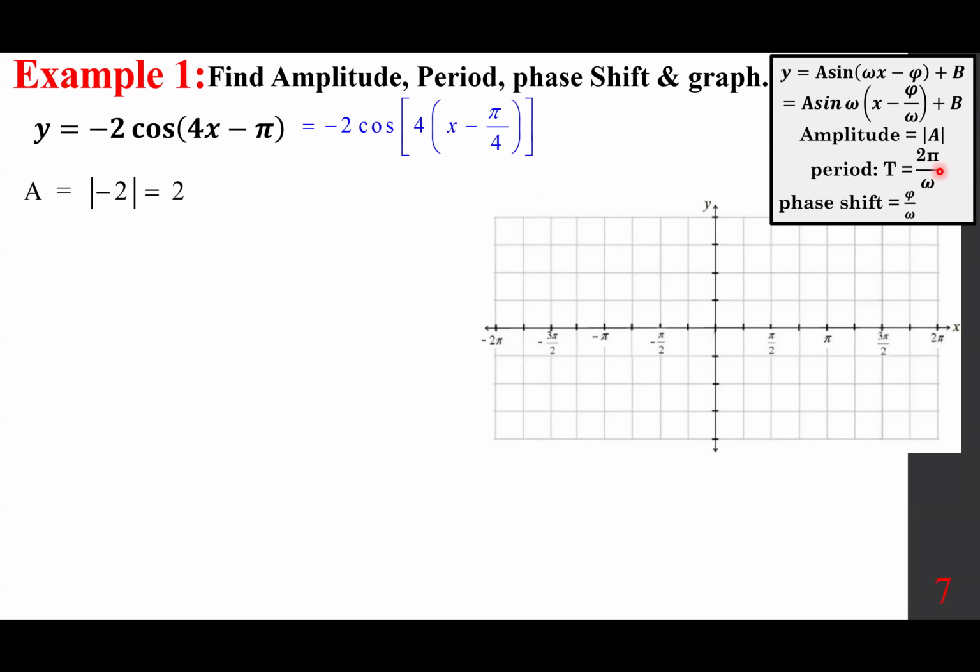T is 2 pi over omega. This is omega, 2 pi over the coefficient of x. So 2 pi over omega, 2 pi over 4, or pi over 2. And so if the period is pi over 2, a complete cycle goes from 0 to pi over 2.